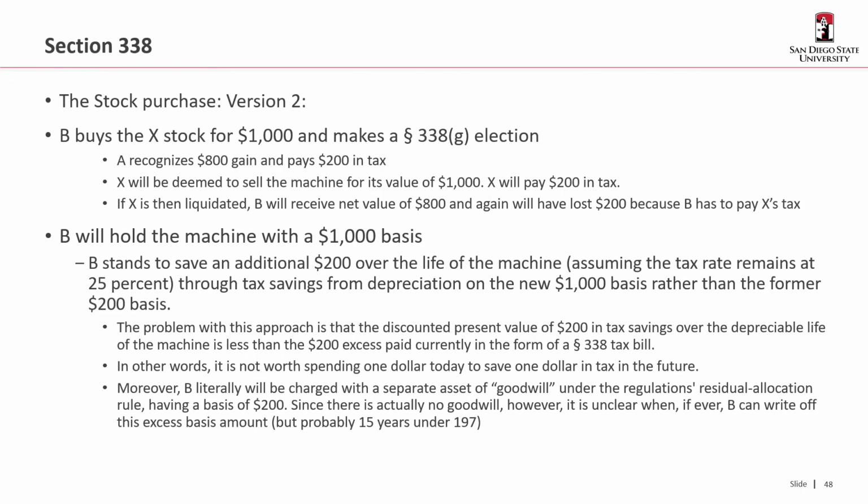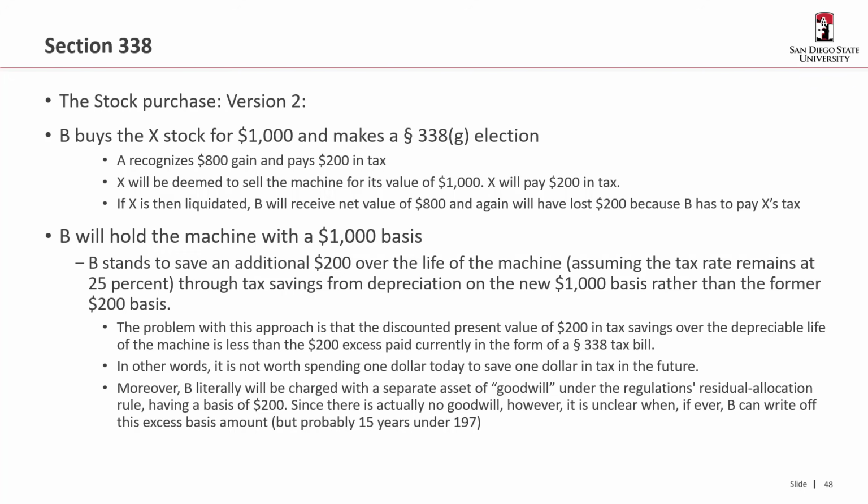B buys the X stock for $1,000 and makes a 338G election. Okay, so A recognizes $800 gain and pays $200 in tax. That's the same, right? So A gets rid of its shares, it gets the $1,000 for them, pays its tax. X is now deemed to sell the machine for its value of $1,000, and X will pay $200 in tax. If X is then liquidated, B will receive the net value of $800, and again will have lost $200 because again B as the purchaser has to pay X's tax. But at least B will hold the machine with a $1,000 basis.